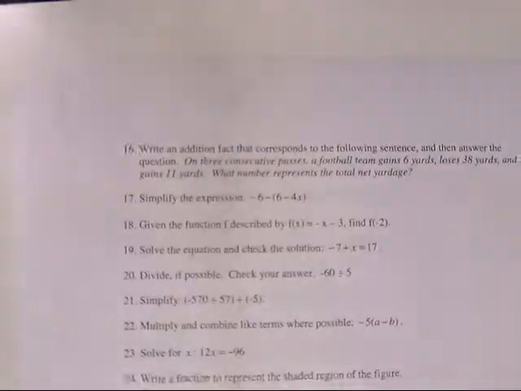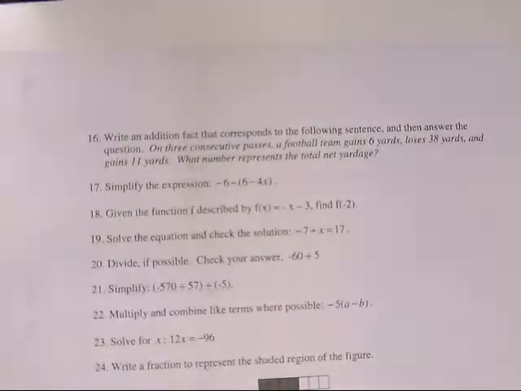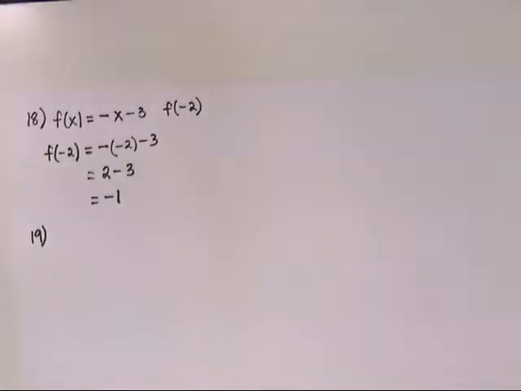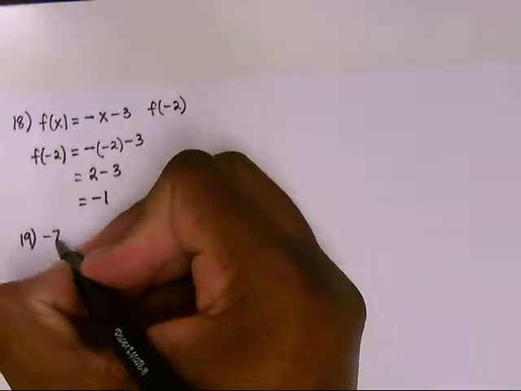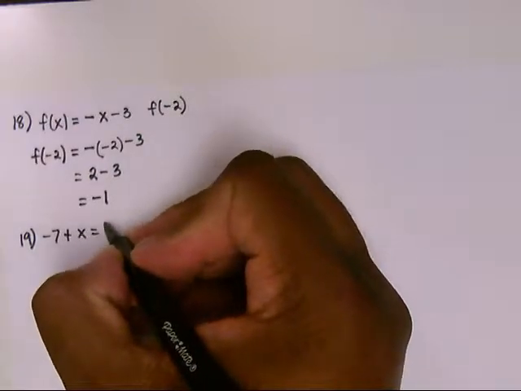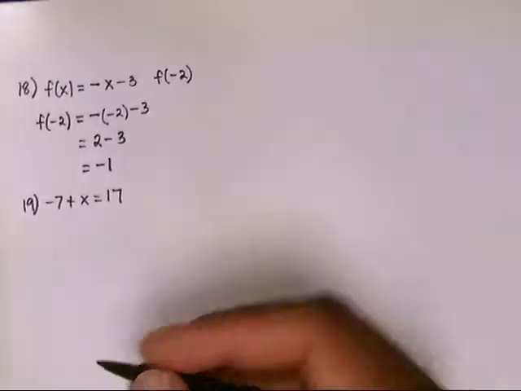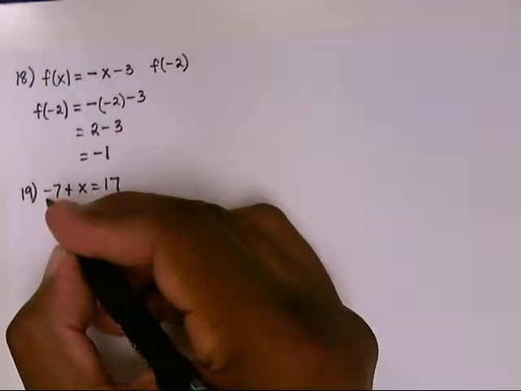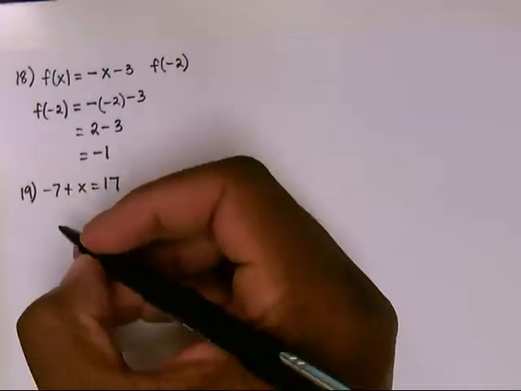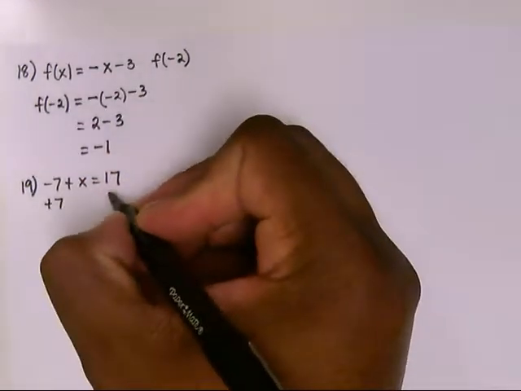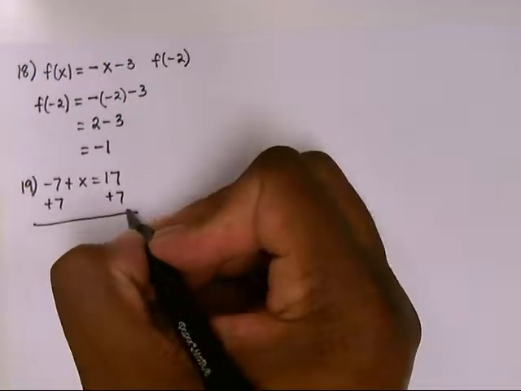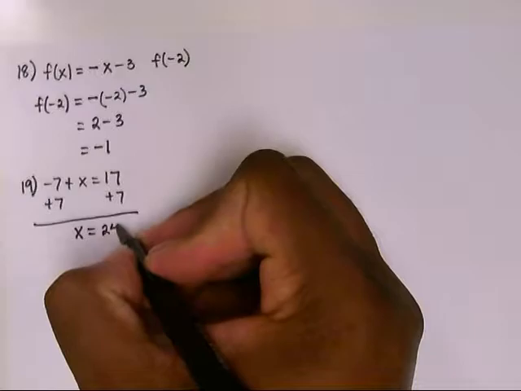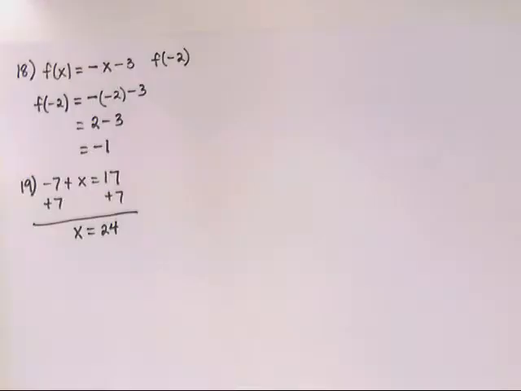Alright, number 19. Solve the equation and check the solution. Here you got negative 7 plus x is equal to 17. So here I need to get x by itself. I got a negative 7 in front, so the opposite of negative 7 would be a plus 7. So it'd be better to add 7 on both sides of this equation. You'll get x is equal to 17 plus 7. That would be 24.